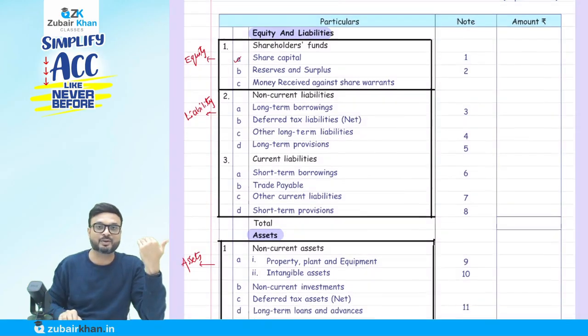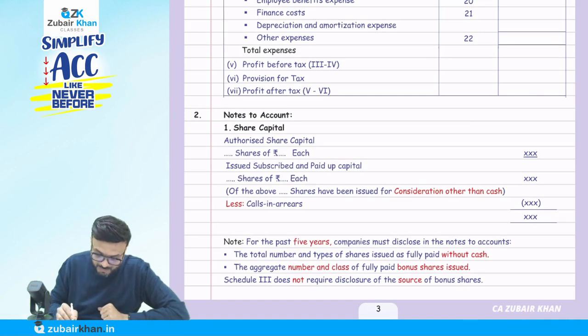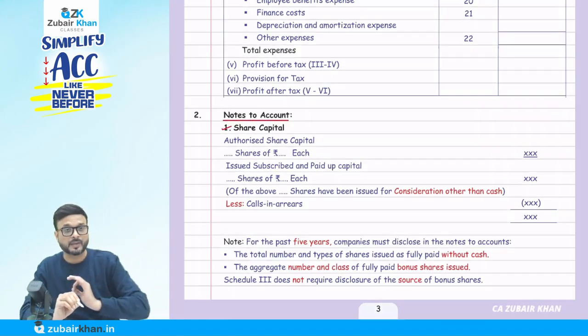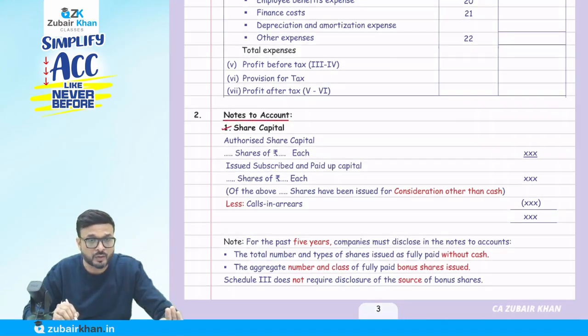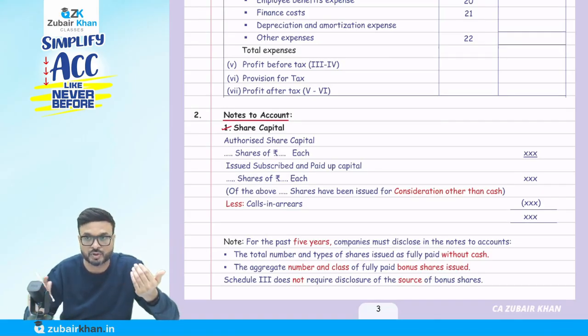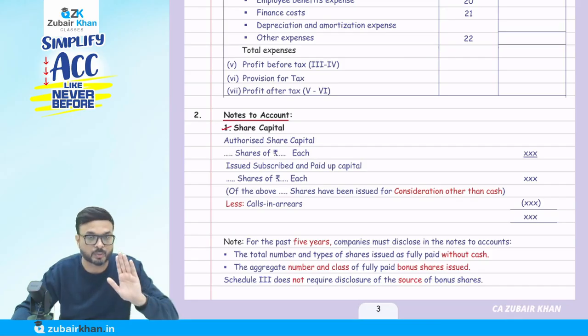Now understand. I will go to Notes to Account number 1, which is here on page number 3. Notes to Account number 1, share capital. You just have to listen to me carefully. Even if you understand 70%, that is more than enough, because when I solve questions with numbers, it will be easy for you to connect. Just listening is more important here.